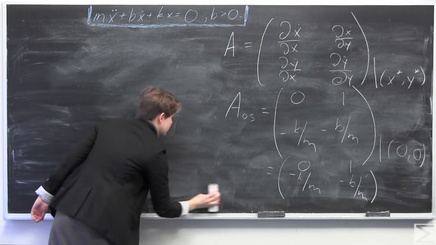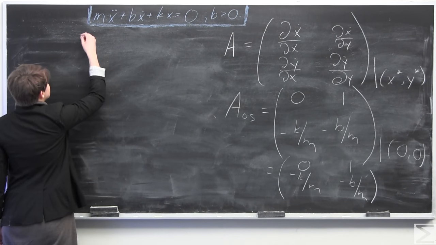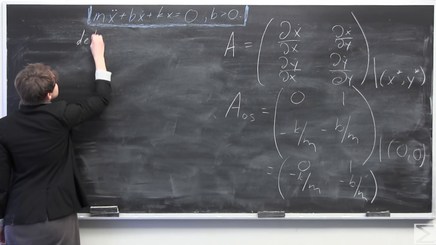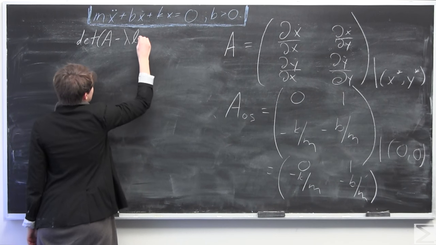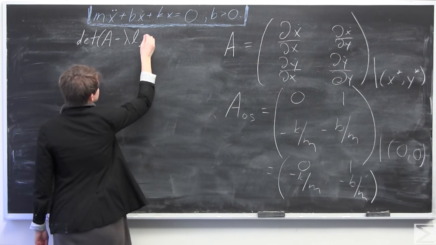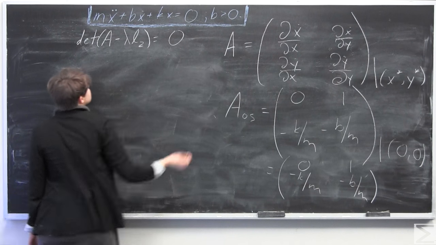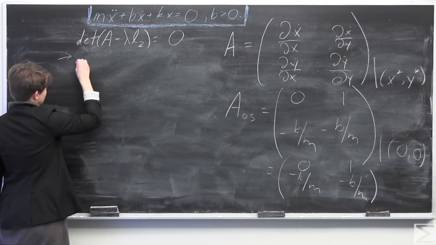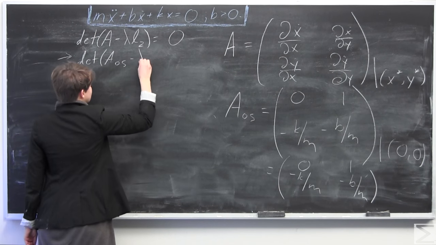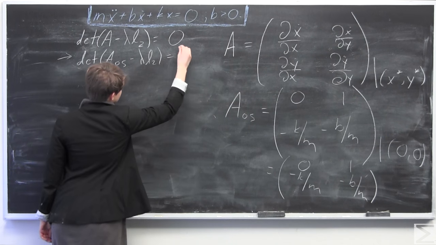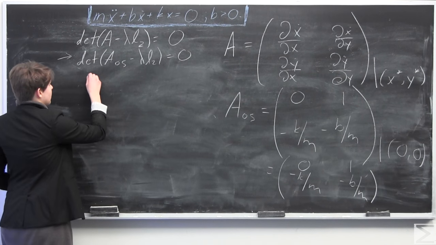And the eigenvalues, as you may be familiar with, of a matrix are just the lambda such that the determinant of A minus lambda times I, in this case, I2, which is the 2x2 identity matrix, is equal to 0. So in our case, we have the determinant of A sub OS minus lambda I2 equals 0.